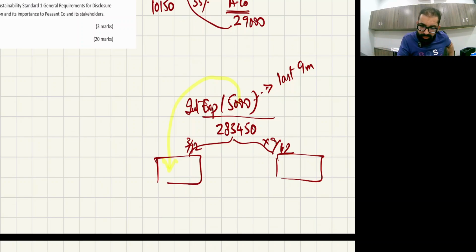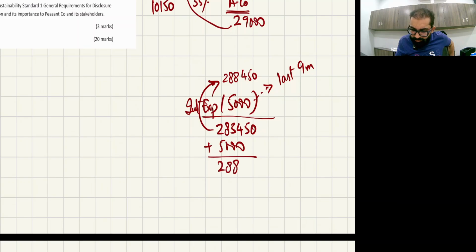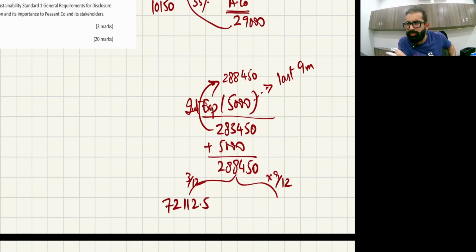Now make it fair. Let's make it fair. I have one very good idea. Listen. See, the idea is, first of all, add back this amount. 283,450 plus 5,000 will give you 288,450. Okay. So you have added back the 5,000. So this will be 288,450. Now what you have to do, now you can do 3 upon 12 and 9 upon 12. Listen. This is 72,112.5, although the first 3 months is not required, as I'm doing.